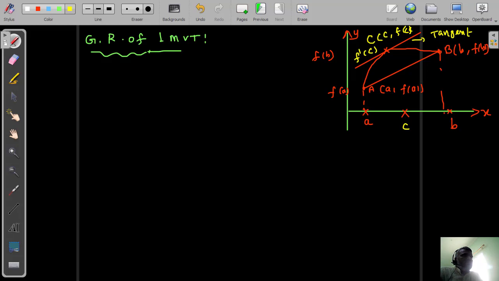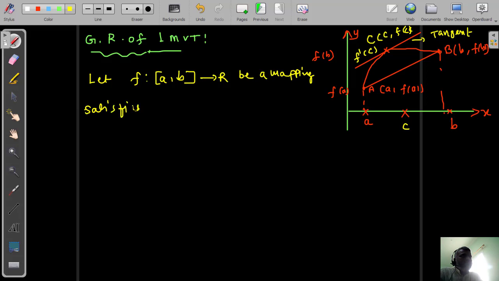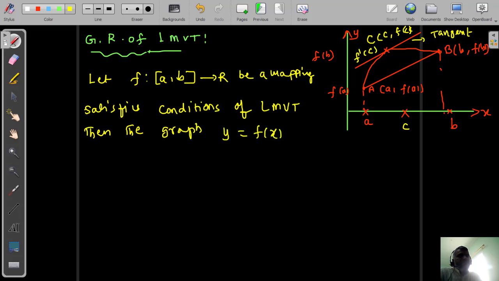So here we can write: let f: [a, b] → R be a mapping, which means a function, such that it satisfies the two conditions of Lagrange's mean value theorem. Then the graph y equal to f of x.